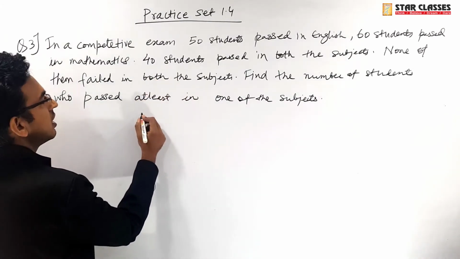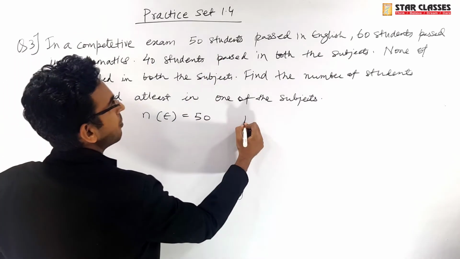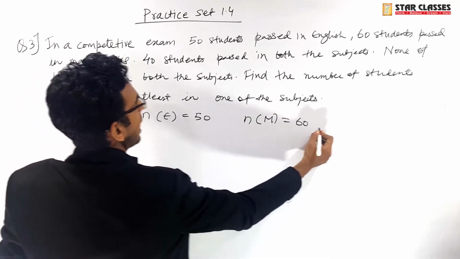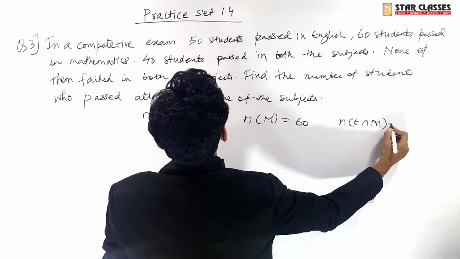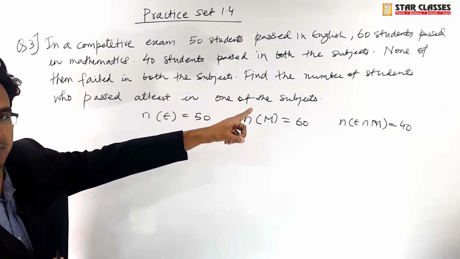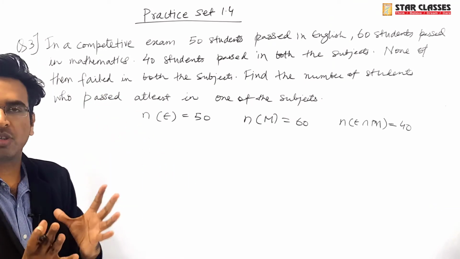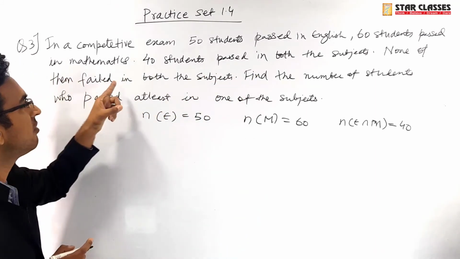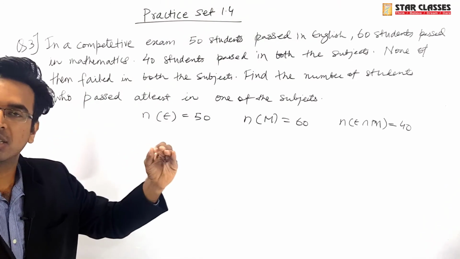Okay, let us take n of E as the number of students who passed in English, which is 50. The number of students who passed in mathematics is 60, and the number of students who passed in English and mathematics both is 40. Okay, so we have to find who passed at least in one of the subjects. That means union. So either maths, English, or both of them. That means at least one of the subjects. It is also said that none of them failed in both the subjects. So out of the universe, there are no students who failed in any of the subjects.